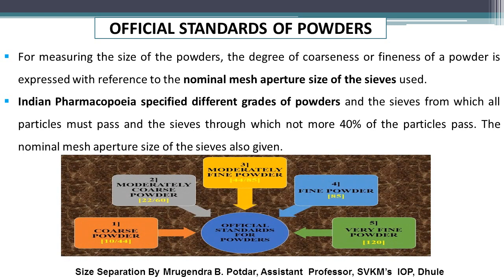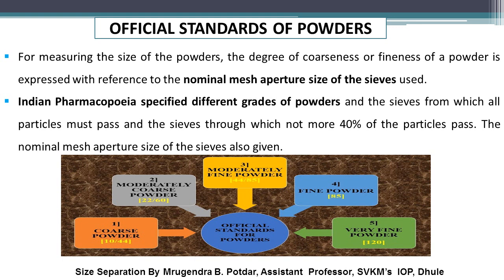Basically, as per the Indian Pharmacopoeia, the powders are classified into different grades like coarse powder, moderately coarse powder, moderately fine powder, fine powder and very fine powder. So powders are classified into different grades as per IP.